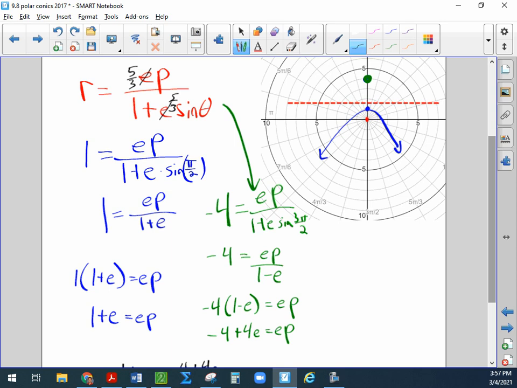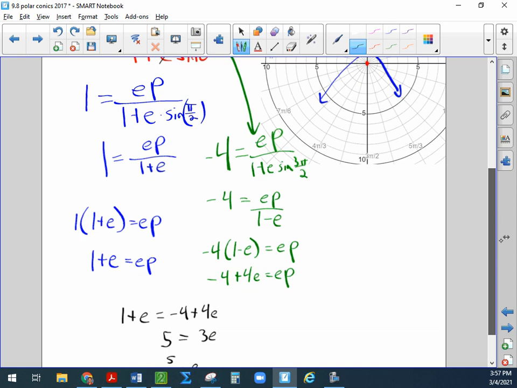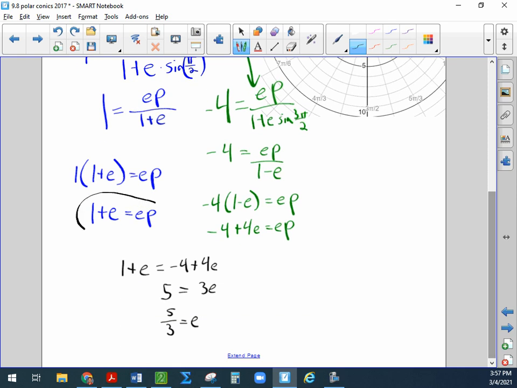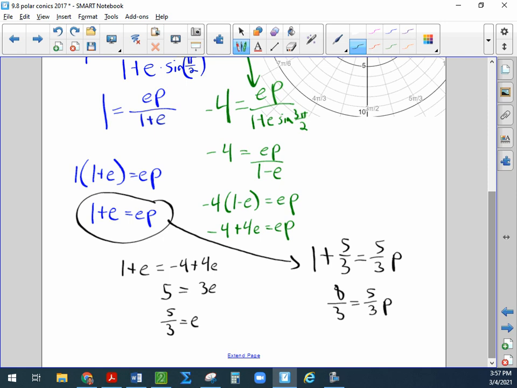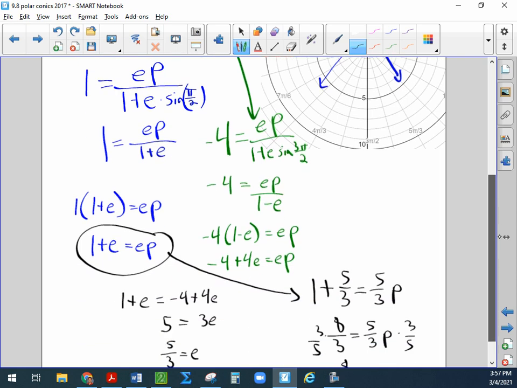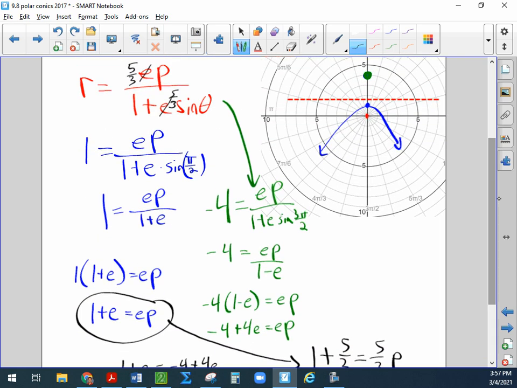And I have these equations relating e and p together. So I can take one of them, like this one, 1 plus e equals ep. So 1 plus 5/3 equals 5/3 p. So 8/3 equals 5/3 p. Multiply by 3/5, and 8/5 is equal to p. So my directrix is going to be 8/5 above the pole. 8/5 is 1.6, so this directrix equation is y equals 1.6.